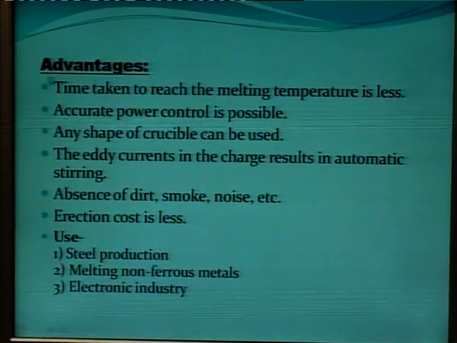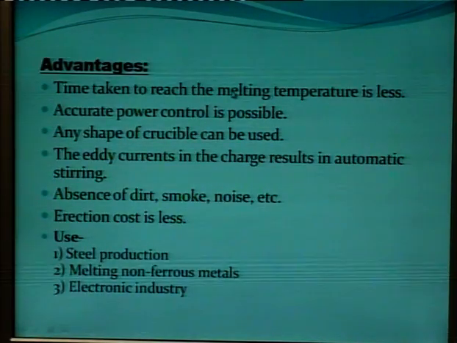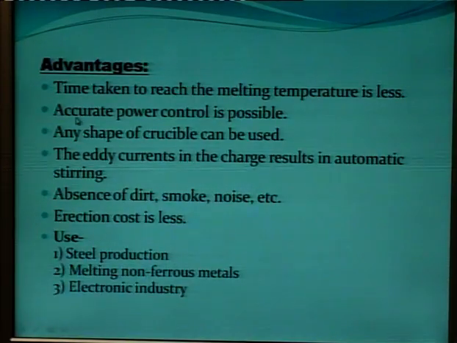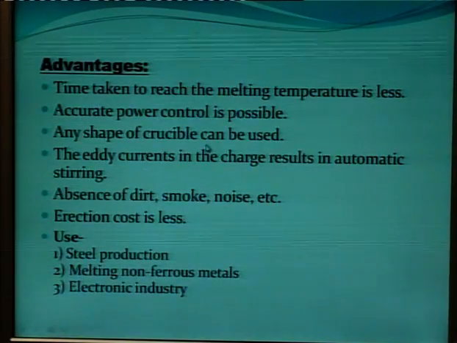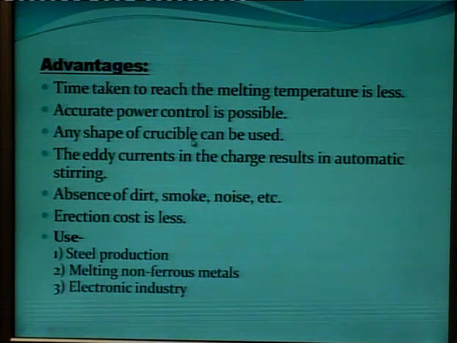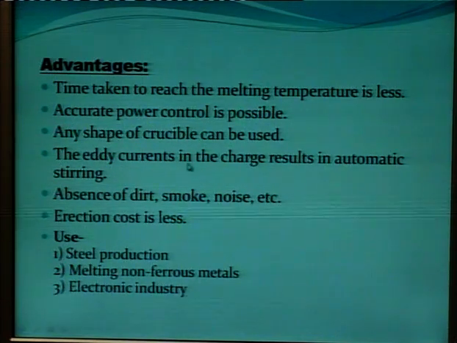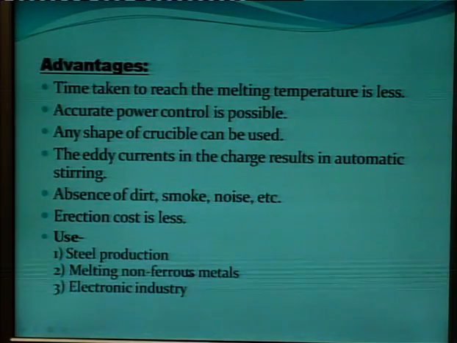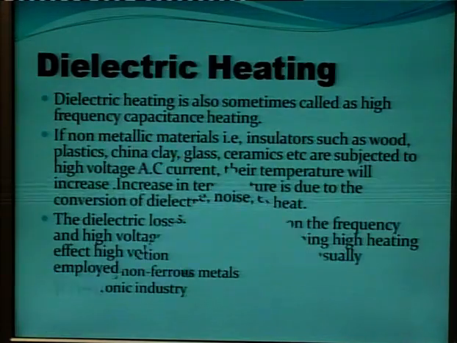Advantages of this coreless type induction furnace: time taken to reach the melting temperature is less, accurate power control is possible, any shape of crucible can be used, the eddy currents in the charge result in automatic stirring, absence of dirt, smoke, noise, etc., and the erection cost is less. It is used for steel production, melting of non-ferrous metals, and it is used in the electronic industry.